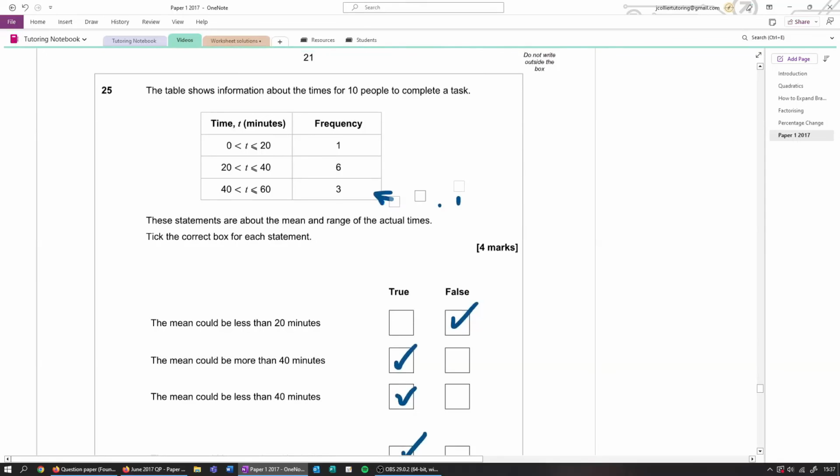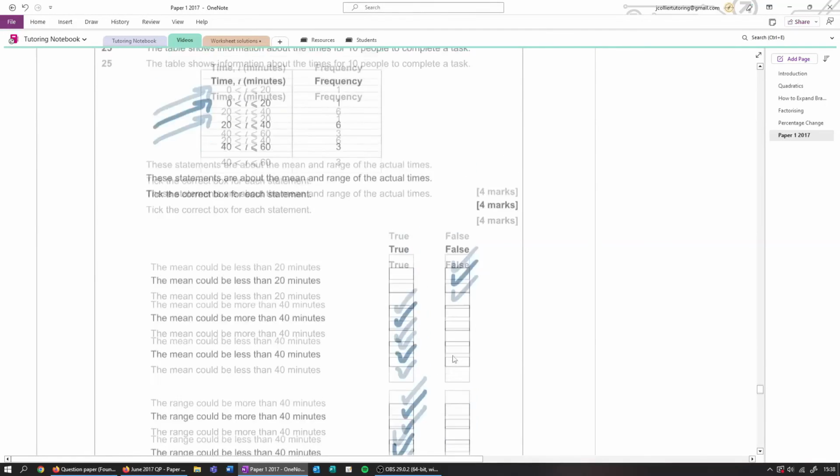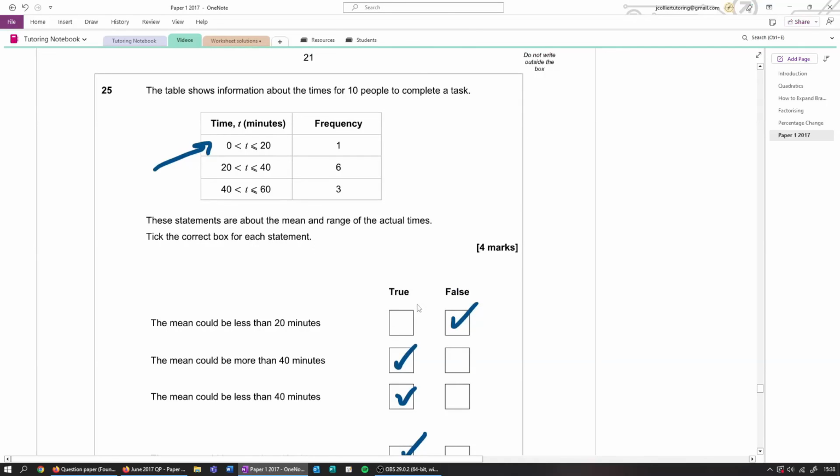Can the range be more than 60 minutes? Let's have a look. Well, this person can't physically be on 0 because of the strict sign here. It isn't less than or equal to, it's just less than. So we cannot have this range being more than 60 minutes. We can't even have it being 60 minutes.